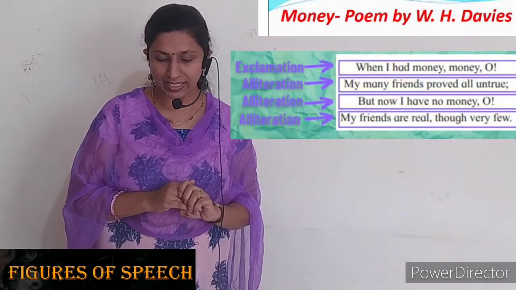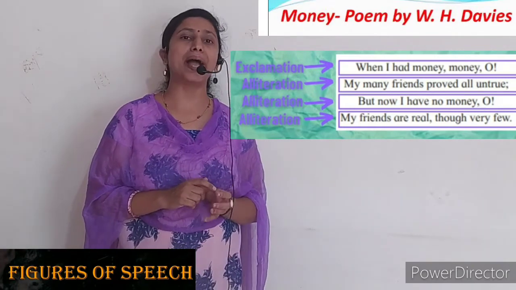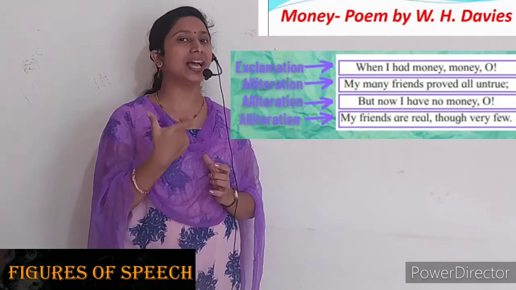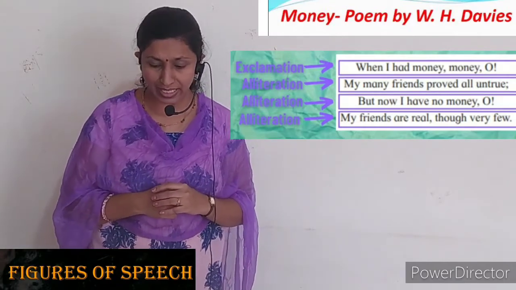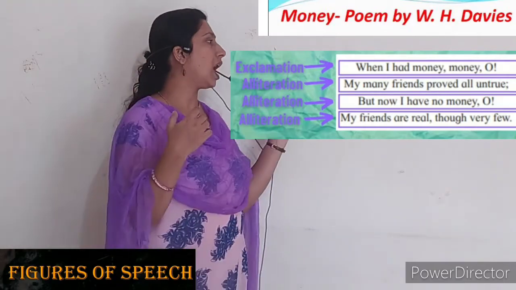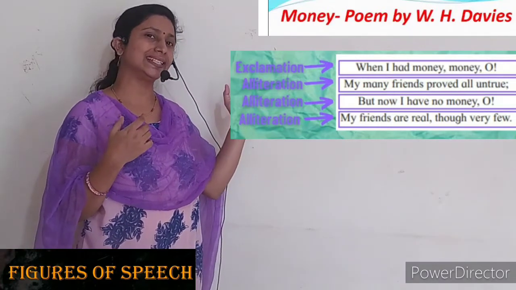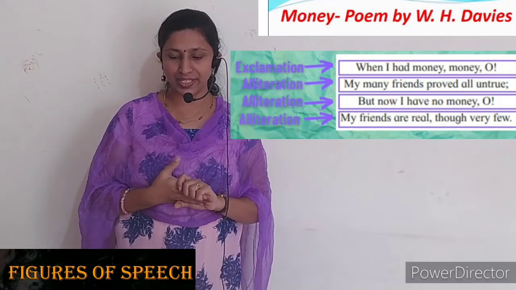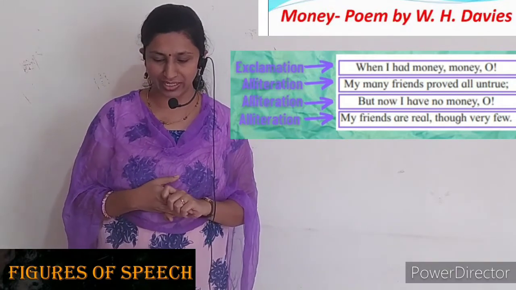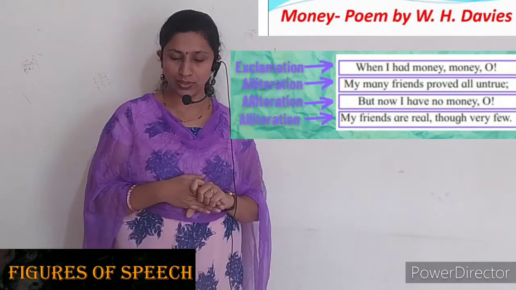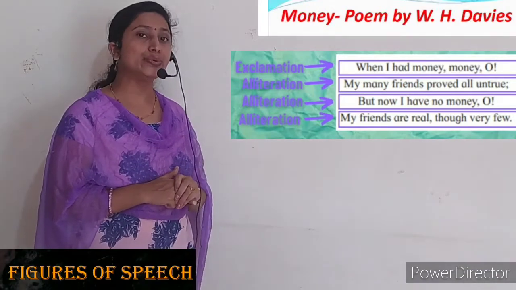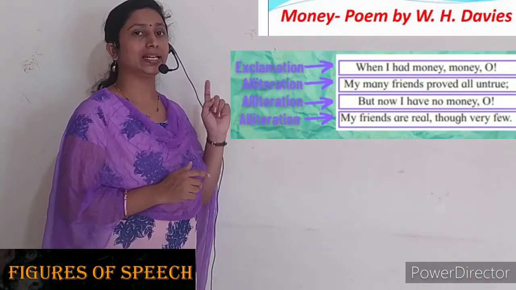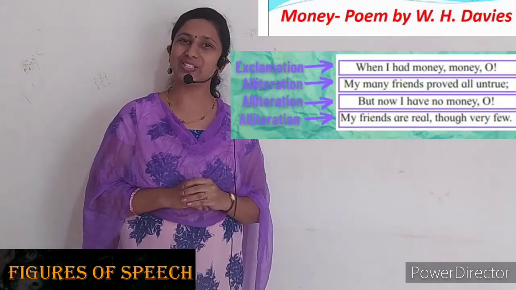My many friends proved all untrue. My many, the sound M has repeated. That's why it is an example of alliteration. But now I have no money. Now no. So it is an example of alliteration. And the last one, my friends are real, though very few. Here also, see, friends few. In these two words, the F sound has repeated. That's why it is an example of alliteration.